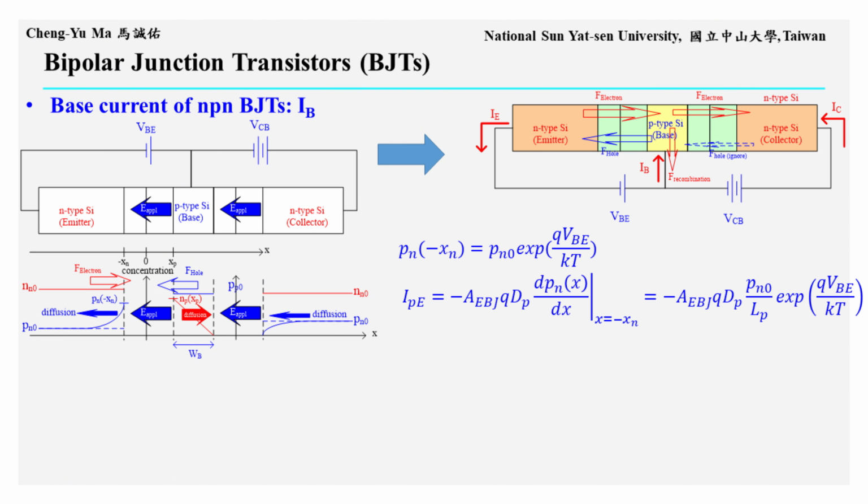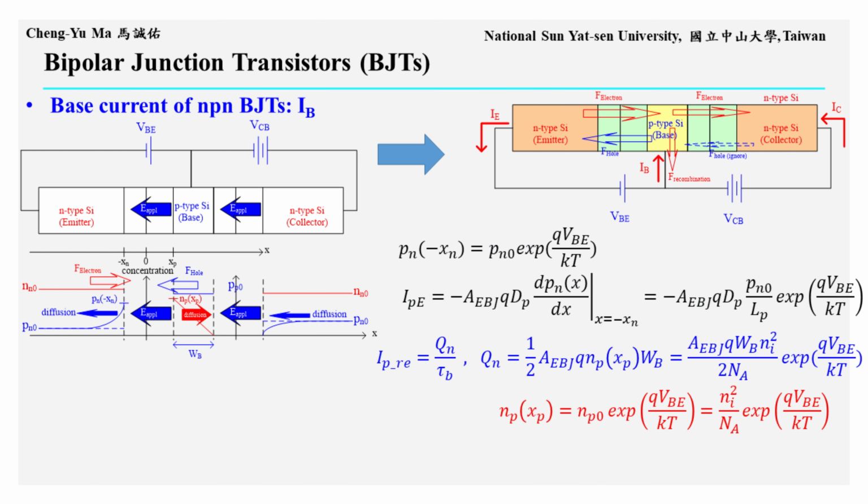We first calculate the whole current injected from the base into the emitter. Based on the current equation derived in the previous PN junction chapter, this whole current, IPE, equals the junction area AEBJ multiplied by Q, the whole diffusion constant dP, and PN0, divided by the whole diffusion length LP, and then multiplied by the exponential of Q times VBE over KT. Again, Q times VBE divided by KT is inside the exponential term. The negative sign indicates that the current direction is to the left. From the figure on the right, this current flows into the base terminal.